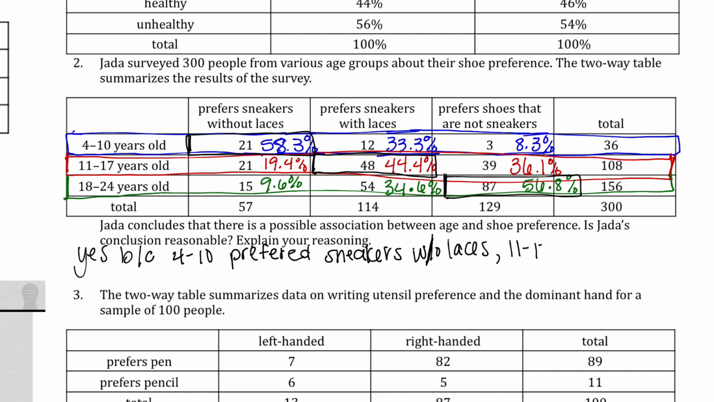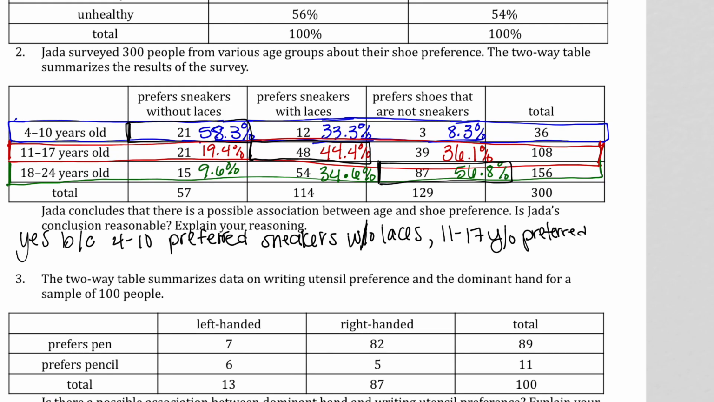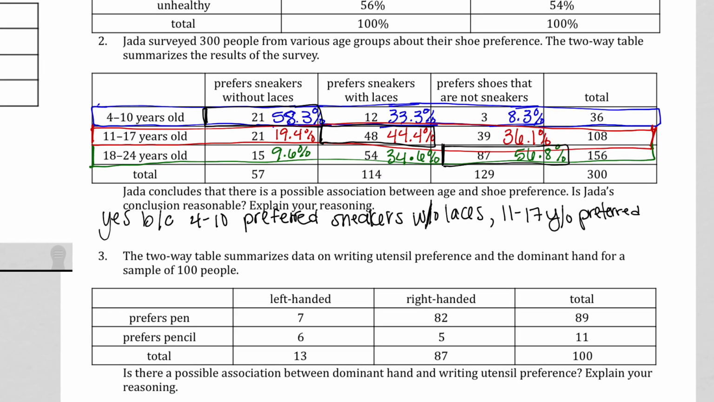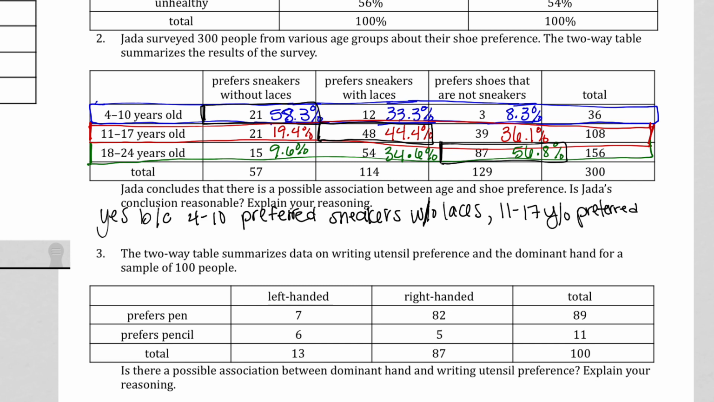The 11 to 17-year-olds preferred, I think that's supposed to have 2 R's. Never mind. Okay. Preferred sneakers with laces. And 18 to 24 preferred shoes that were not sneakers.